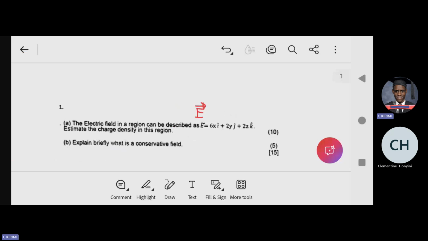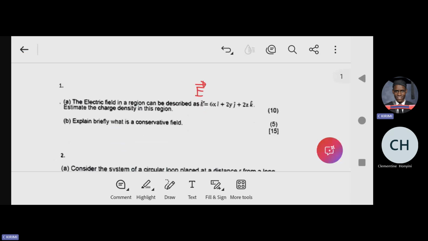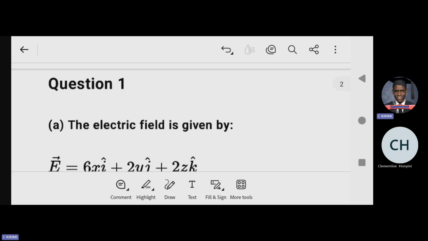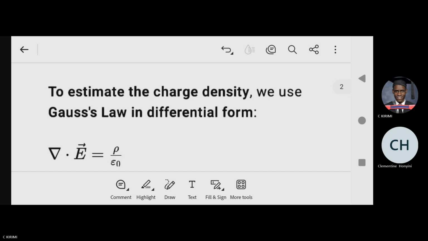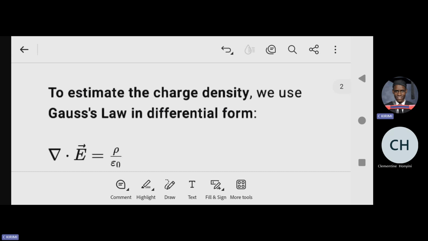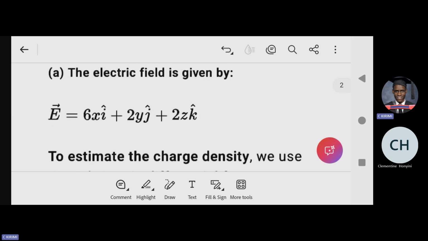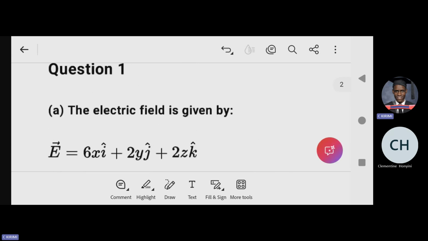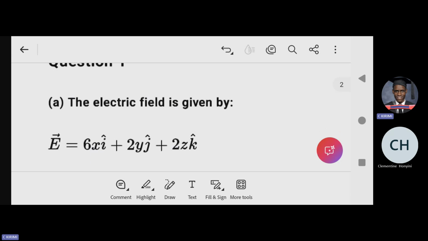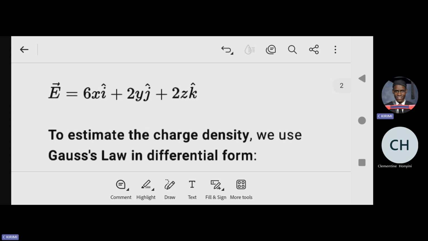Estimate the charge density in this region. So it's a matter of formulas. Whenever you're given the electric field and you want the charge density in that region, it's a matter of just playing around with the formula. So the electric field is given by E equals 6x in the I direction plus 2y in the J direction plus 2z in the K direction, which is the Z axis.